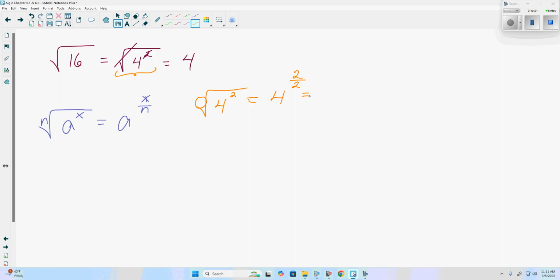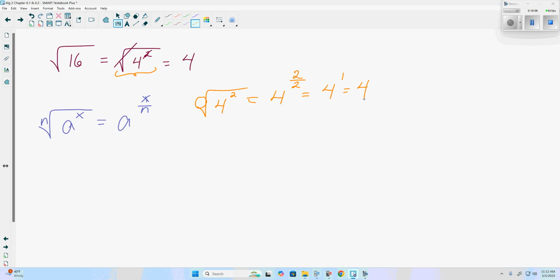Well, what's 2 over 2? 1. So really we're saying that we have 4 to the first, or 4. This is why if the index or the root we're taking and the exponent are the same, they cancel out. Because as a rational exponent, the square root of 4 squared is really 4 to the 2 halves power. 2 halves is 1, so it's just 4. Does that kind of make sense? And this is kind of nice. It really explains why these radicals simplify the way they do.